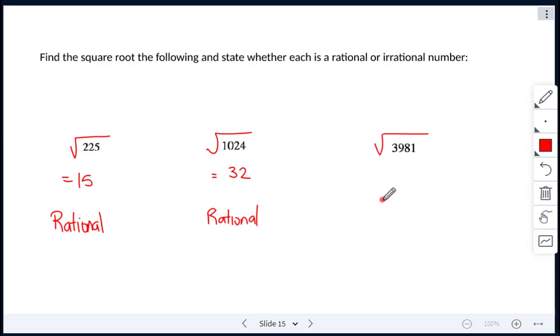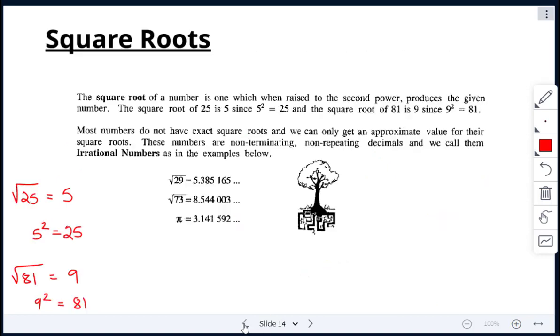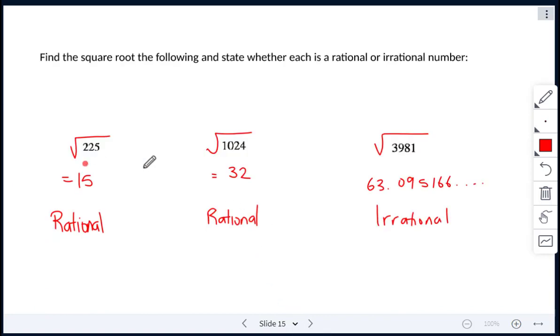Take the square root of 3981, and we end up with 63.095166, and it keeps going, and it's not repeating. It's never ending, so therefore this is an irrational number. All right, so again, the definition of irrational numbers: they are non-terminating, non-repeating decimals, and they do not have exact square roots like we saw here and here, so therefore it's an irrational number.